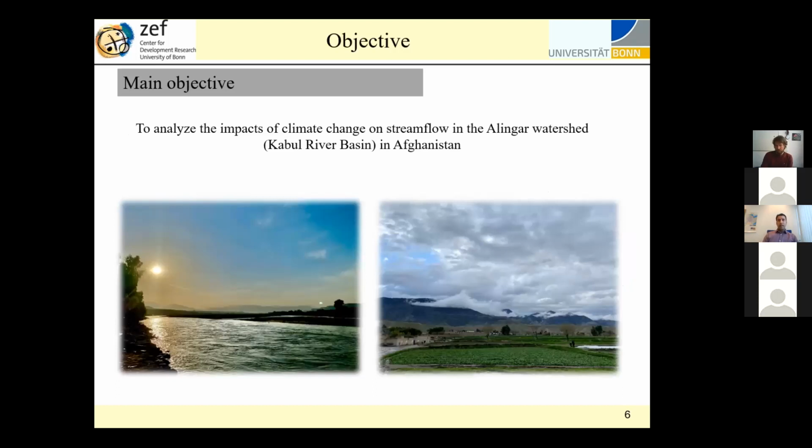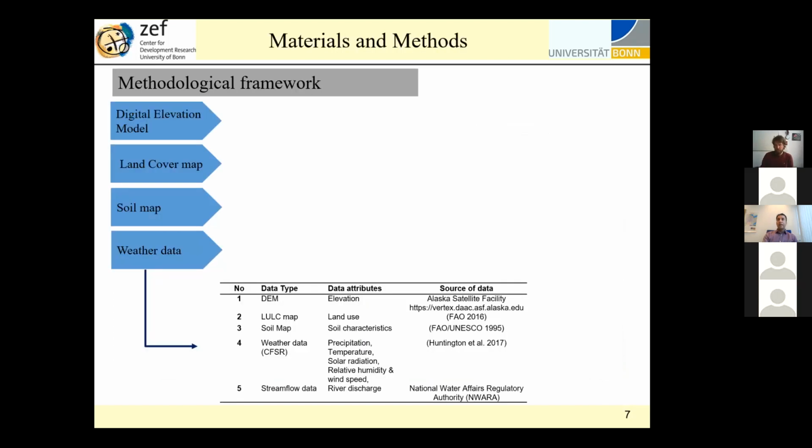Based on these points, we are going to analyze the impacts of climate change on the water availability in the Alingar watershed. The photos which you see are the flow within that watershed. For this purpose, we used the methodological framework which we used SWAT model. The main data was the digital elevation model. We received it from the Alaska Satellite Facility of 12.5 meter.